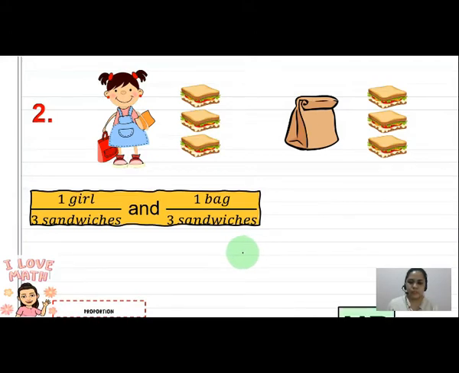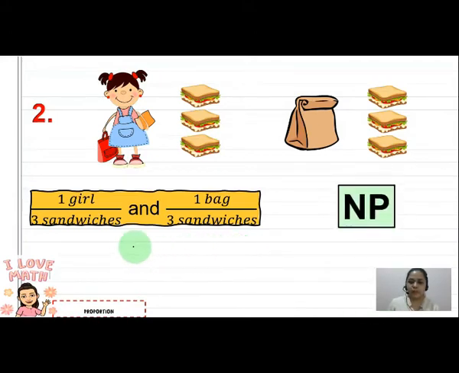So this is NP. Though they have the same quantity, which is 1/3, they are both 1/3. But the thing is, they didn't have the same unit. For the first ratio, we have the girl over sandwiches, so its unit is girl per sandwich. And on the other hand, we have the bag per sandwiches. So, this is not proportion.